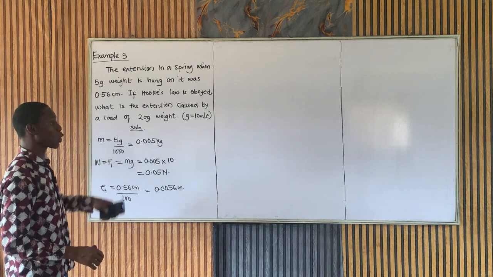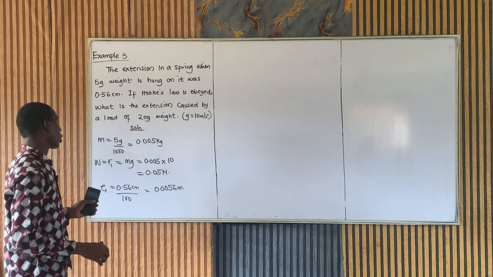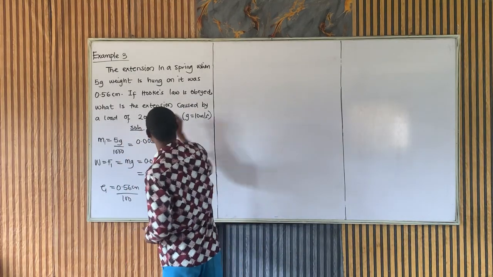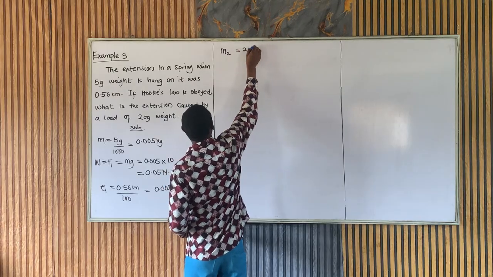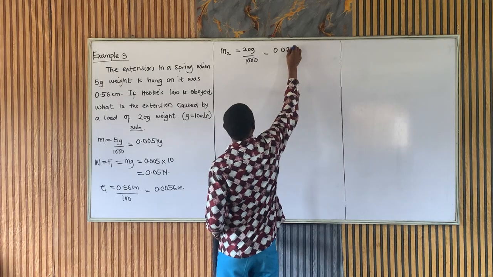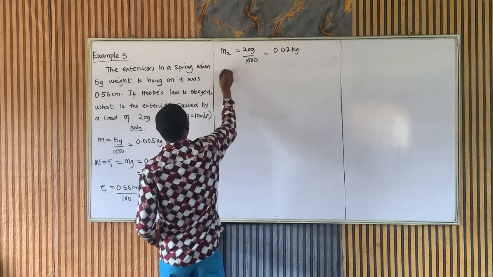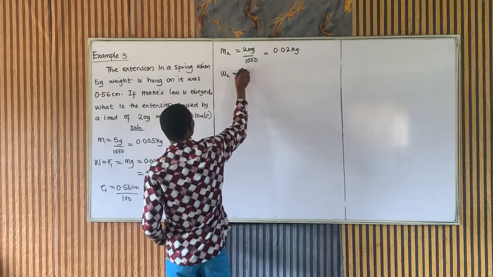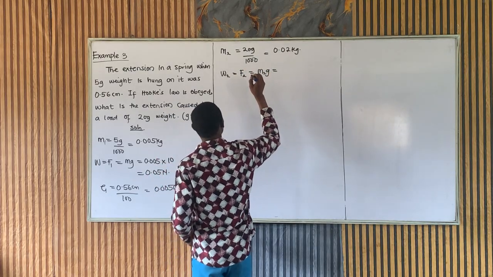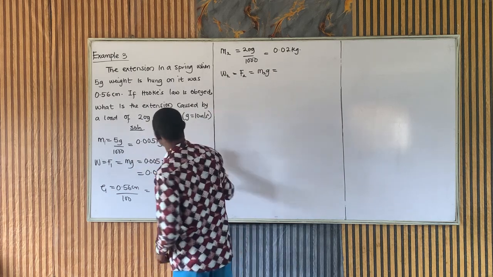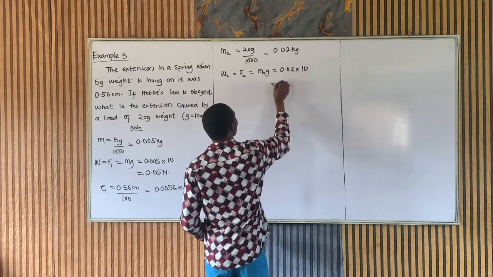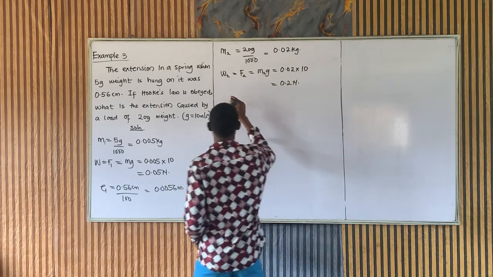Now, we are told that if Hooke's law is obeyed, what is the extension caused by a load of 20 gram? We are given a second mass. Let's call this the first mass, and a second mass of 20 gram. So we have to convert to kg, which is 0.02 kg. Now, the second weight, which is our F2, is M2G, meaning the second mass times G. Our M2 is 0.02 times G, 10, and that will be 0.2 Newton. We have to get the E2.